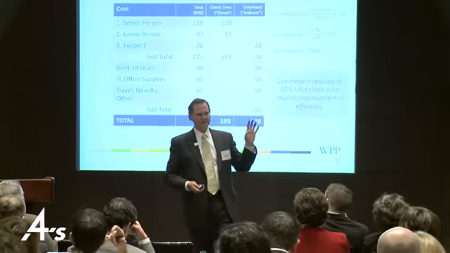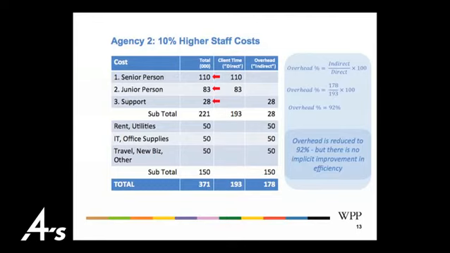So to make it easy on this second agency, because I've only got 3 people, let's give them all salaries that are 10% higher. And so the person that used to be $100,000 a year is now 110. The person that was at 73 is now 83. 75 is now 83, and so on. And here's how the math works out.